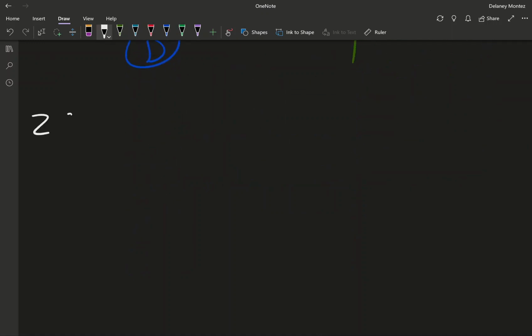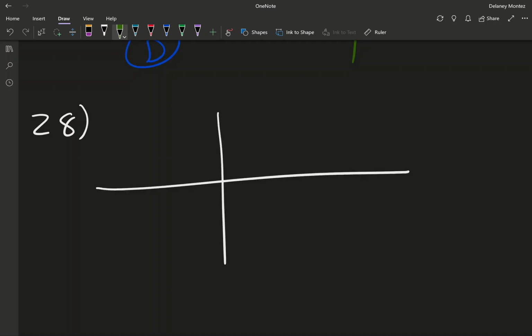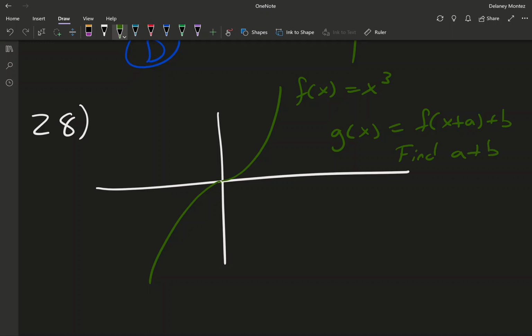So let's look at 28. 28 says the graph of the function g shown is defined by f of x. This graph isn't shown, but this is a good graph to commit to memory: x cubed. This is f of x equals x cubed. If g is defined by f of x plus a, plus b, find a plus b. So it's essentially asking how this graph was shifted, and then add those two numbers up.